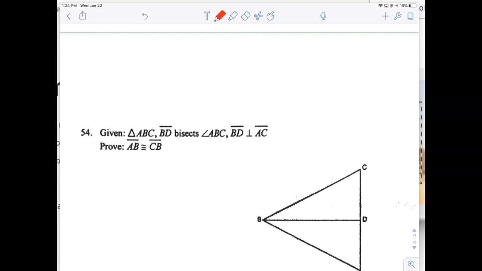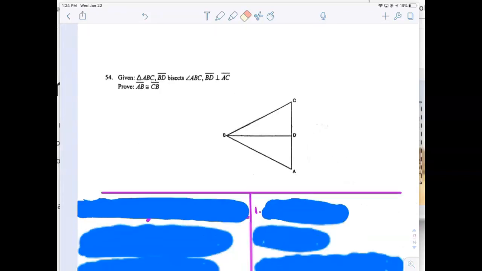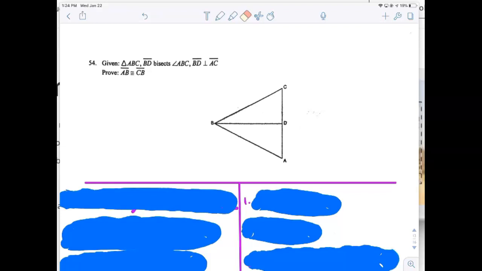So if you look at what it asks you to prove, notice that it does not ask you to prove triangles congruent. It asks you to prove parts of triangles congruent. So we've taught you that when that happens, you're headed towards CPCTC at the very end. So first we have to prove the triangles congruent. So let's get our givens down.